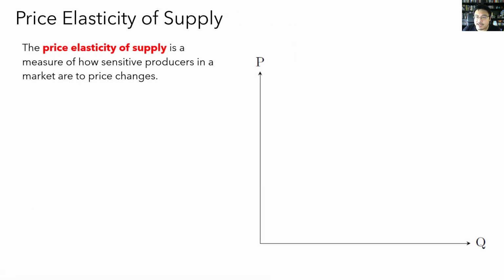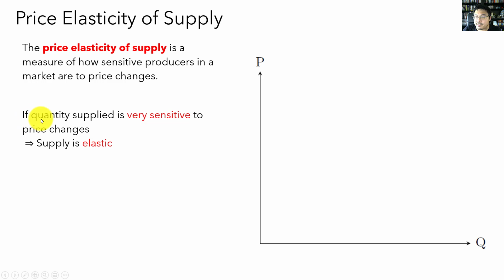So now let's talk about the price elasticity of supply. It's going to be very analogous to the price elasticity of demand, except that it just applies to the supply curve instead of applying to the demand curve. All right, the price elasticity of supply is simply a measure of how sensitive producers in the market are to changes in price. And so if the quantity supplied is very sensitive to price changes, then we say that the supply is elastic. Here's an example of a very elastic supply curve.